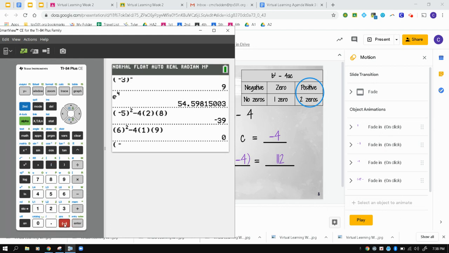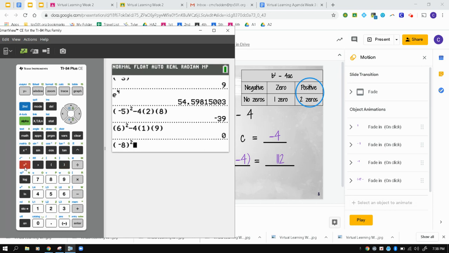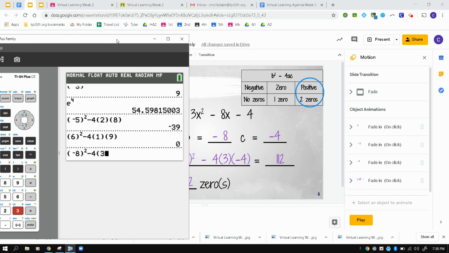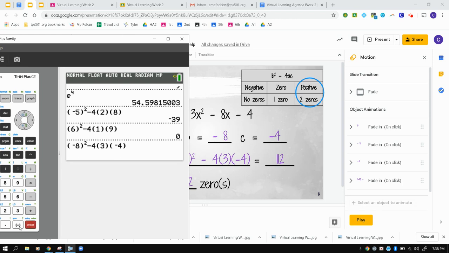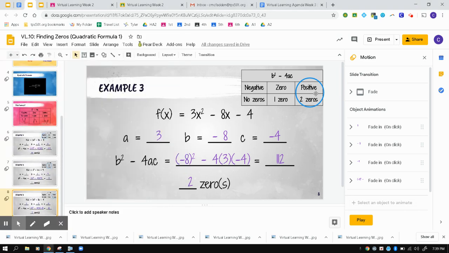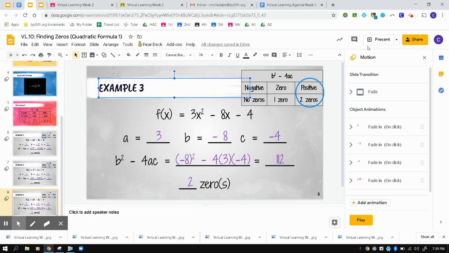Parentheses, negative 8. Oops. There we go. Squared minus 4, parentheses, I forgot what number it was. Go check. 3, parentheses, negative 4. Forgot one of my parentheses. There we go. 112. And it does not matter how high or low of a positive it is. It's any type of positive that's 2 zeros.